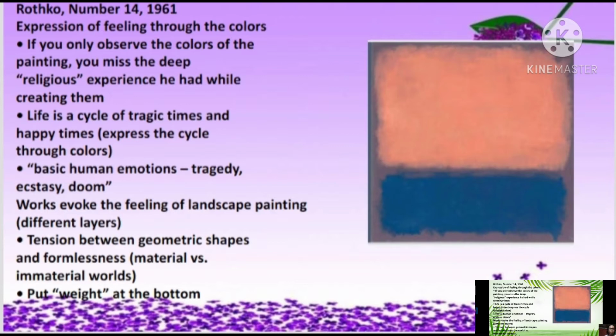If you observe the colors of the painting, you cannot miss the deep religious experience he had while creating them. Life is a cycle of tragic times and happy times, and he expresses these cycles through colors. Basic human emotions: tragedy, ecstasy, doom. The works evoke the feelings of landscape painting, with different layers. There is tension between geometric shapes and formlessness, in material versus immaterial worlds, and both weigh at the bottom.